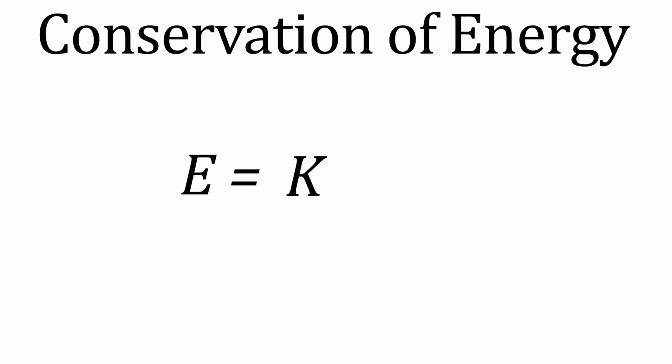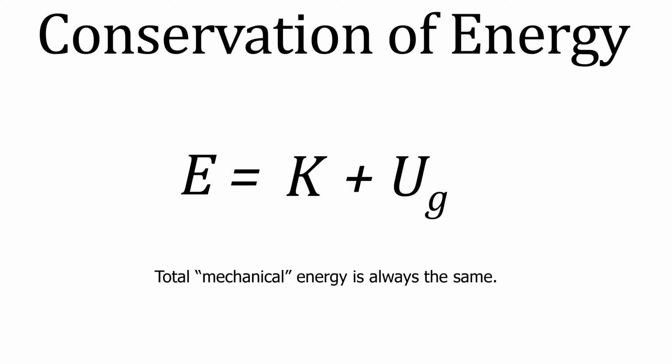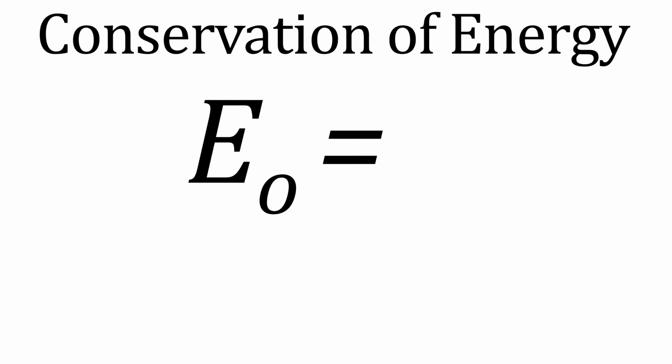Now, that means for us, at any time there is a total energy that is made up of the amount of kinetic energy an object actually has and its potential energy that potentially can be kinetic energy later. We say that this total mechanical energy is always the same, or the energy in the beginning is equal to the energy at the end.